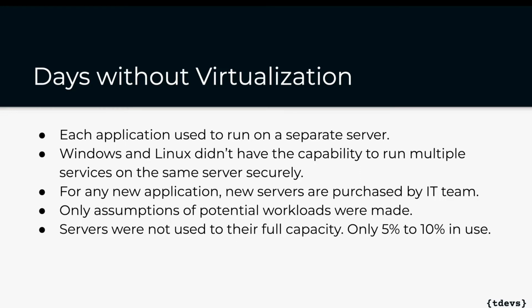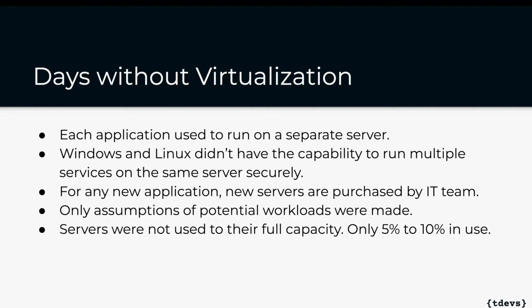Let's say there's a business X, and there are three applications: application A, application B, and application C. Now without virtualization, the businesses ask the IT teams to provision some servers in order to run these three applications. Now how do they do that? Since there was no virtualization, each application used to run on a separate server. So application A will go to server A, application B will go to server B, and application C will go to server C, right?